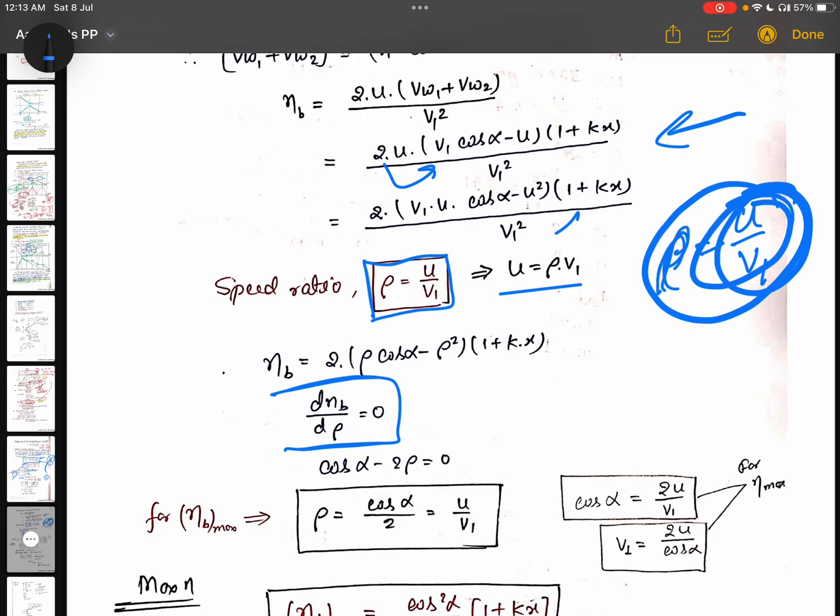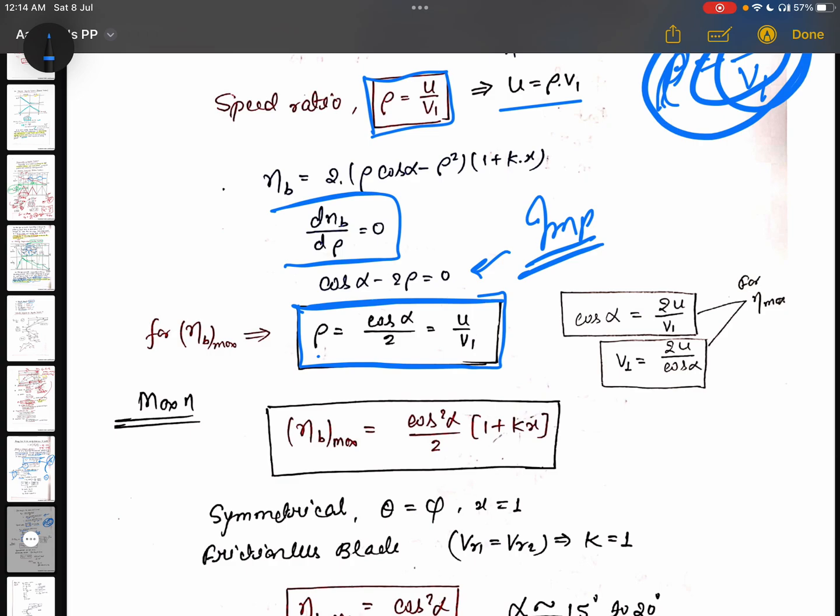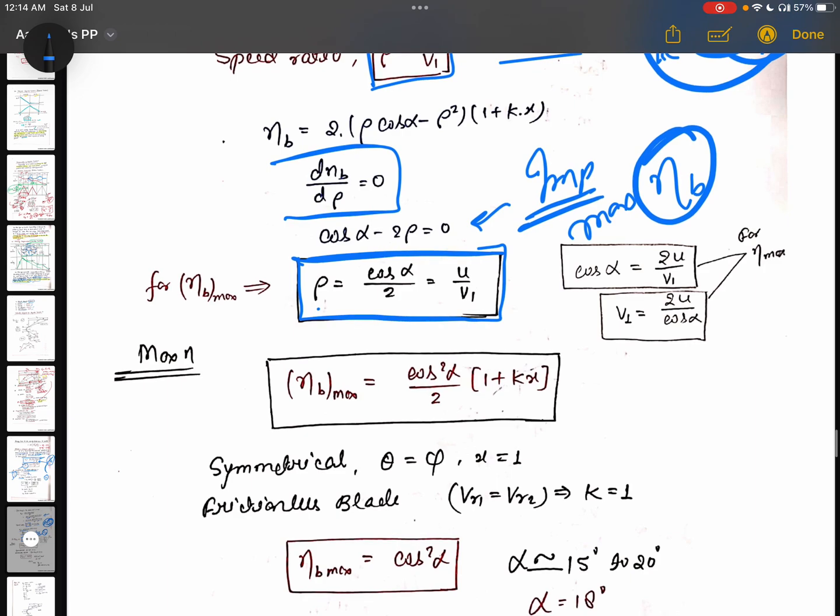Whatever we get will be our constant for the maximum efficiency. When we differentiate, we get rho is equal to cos alpha by 2. It is a very basic, fundamental and very important relation: rho is equal to cos alpha by 2 for maximum blade efficiency. Rho is equal to cos alpha by 2 is equal to u upon v1, or we can say cos alpha is equal to 2u upon v1.